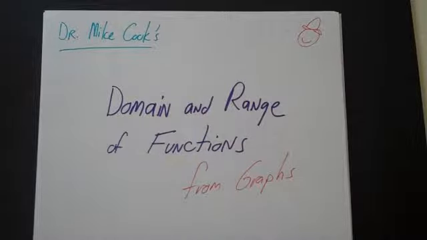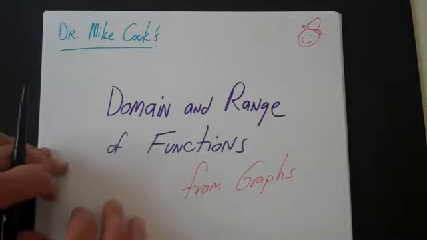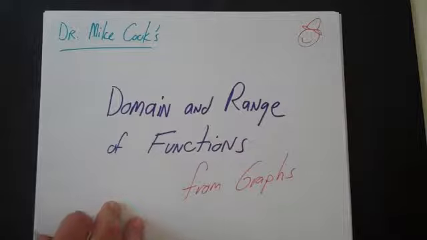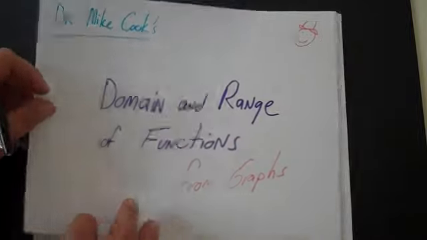Now let's look at doing domain and range from graphs. There are two different ways this could be given. They could give you an equation and ask what the domain and range are, so you draw the graph yourself, or sometimes they give you the graph. So we'll focus now on doing domain and range given the graph.